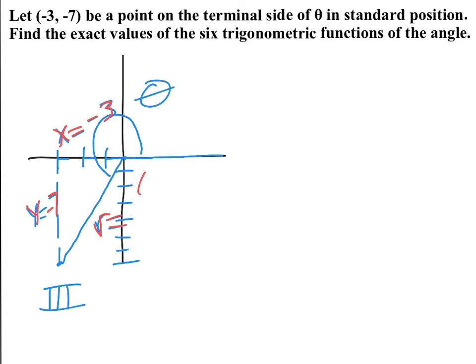We're not going anywhere to get all 6 trig values. We could get some of them with x and y, but any trig value that involves r, we'd be stuck. So -3 squared plus -7 squared. That whole left side will go to 9 plus 49.